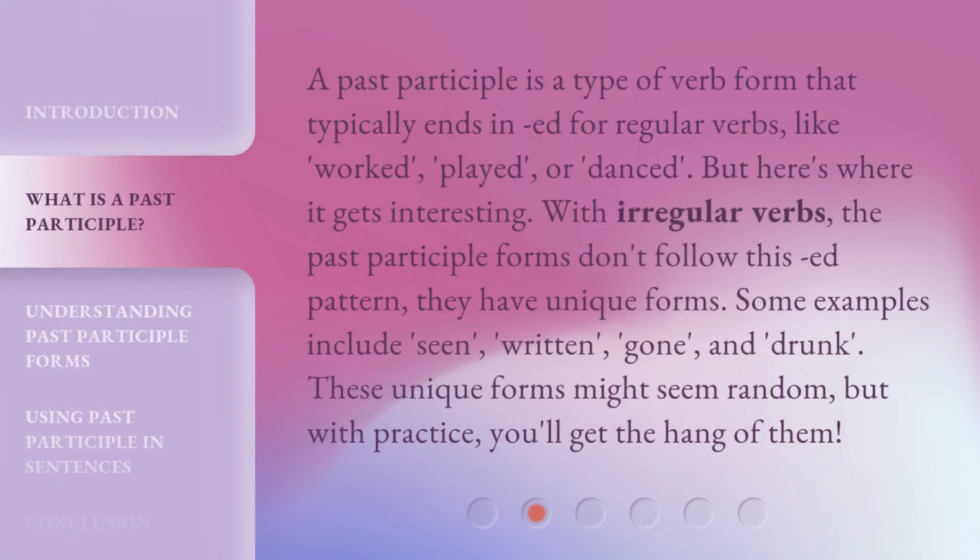A past participle is a type of verb form that typically ends in -ed for regular verbs, like worked, played, or danced. But here's where it gets interesting. With irregular verbs, the past participle forms don't follow this -ed pattern. They have unique forms. Some examples include seen, written, gone, and drunk. These unique forms might seem random, but with practice, you'll get the hang of them.